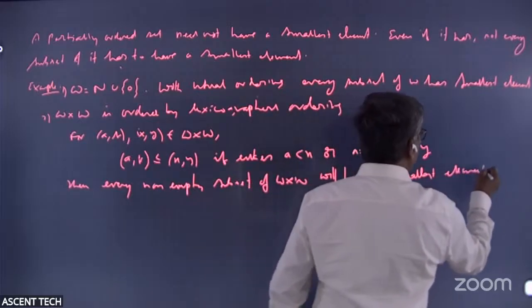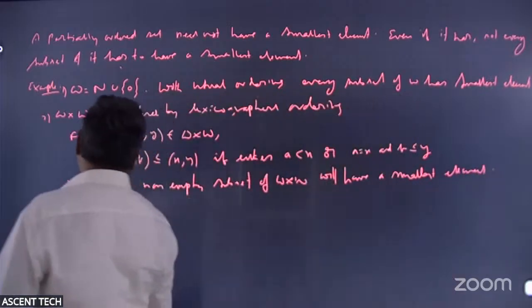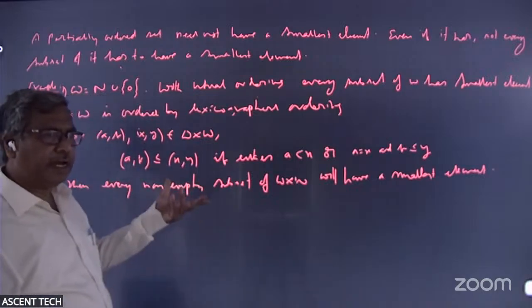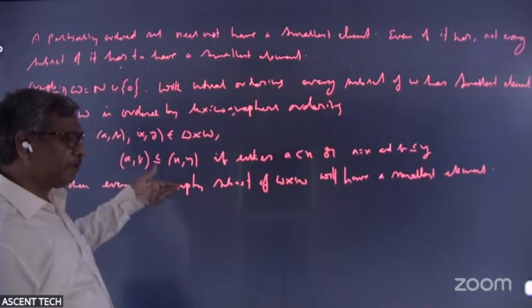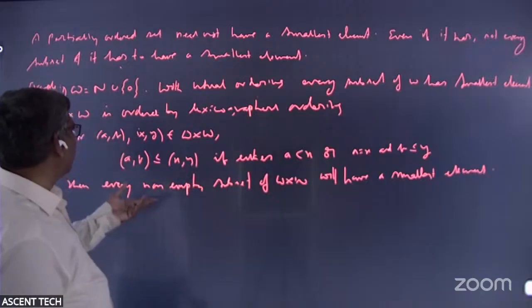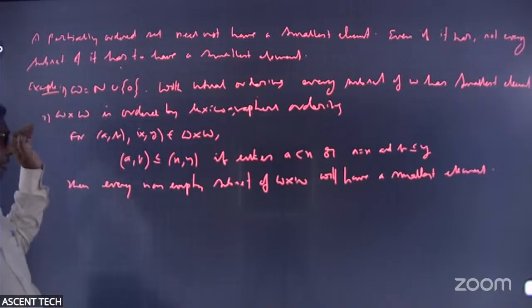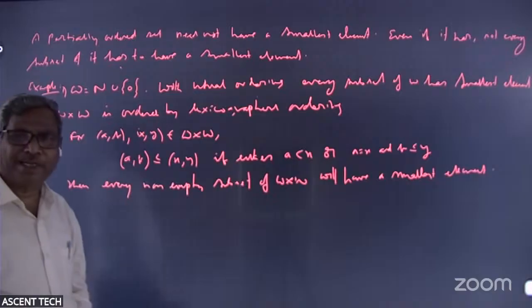It's very easy. Actually, you can just look at the first coordinates. The first coordinates will make up a subset of omega, and that has the smallest element. Then I think you can understand what it is.